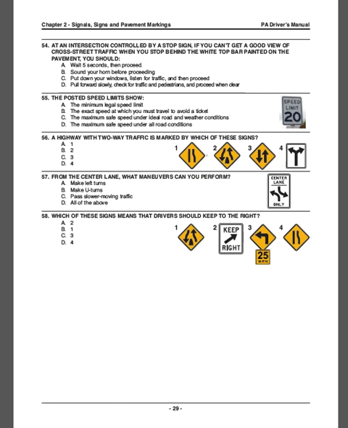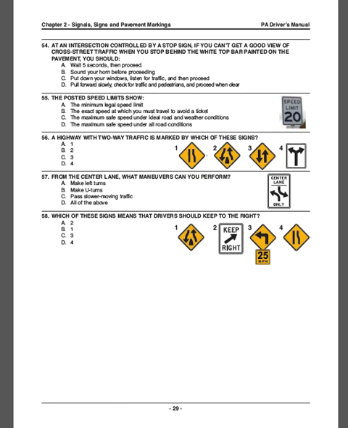54. At an intersection controlled by a stop sign, if you can't get a good view of cross-street traffic when you stop behind the white stop bar painted on the pavement, you should A, wait 5 seconds, then proceed. B, sound your horn before proceeding. C, put down your windows, listen for traffic, and then proceed. D, pull forward slowly, check for traffic and pedestrians, and proceed when clear. The answer is letter D. Make sure the intersection is clear of traffic and pedestrians by pulling forward slowly until you can see clearly.